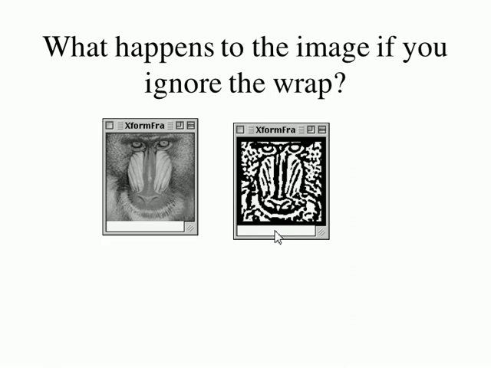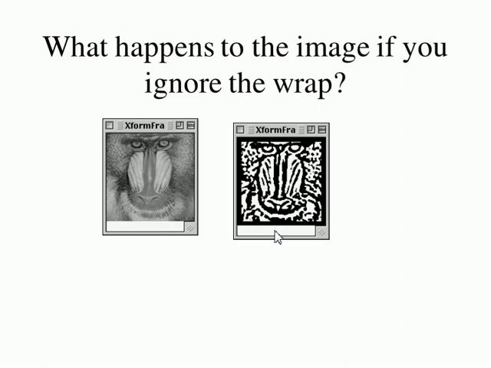And if you ignore the image wrapping, here's what happens. You end up zeroing out the corners of the image, right? They just end up coming out unprocessed. So you start off with an image that's 256 by 256, and you end up with an image that's like 250 by 250.